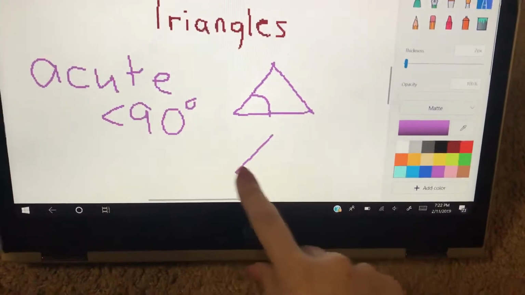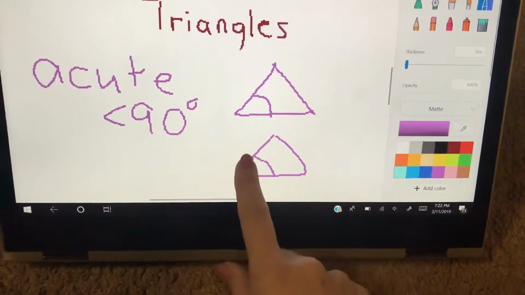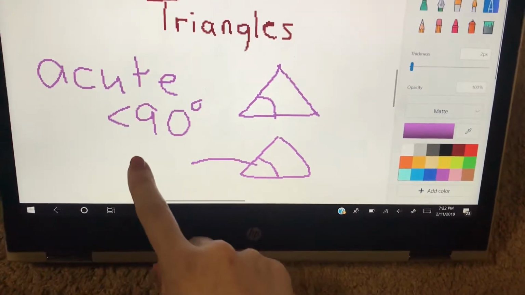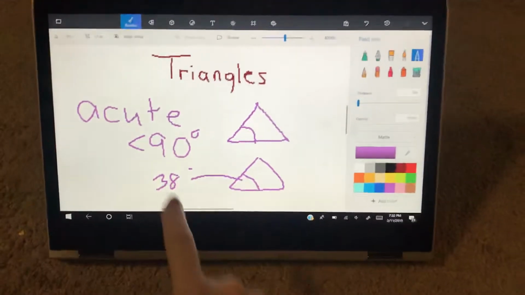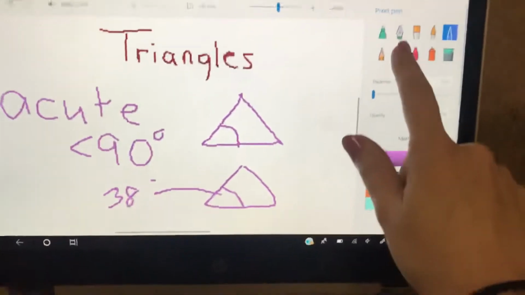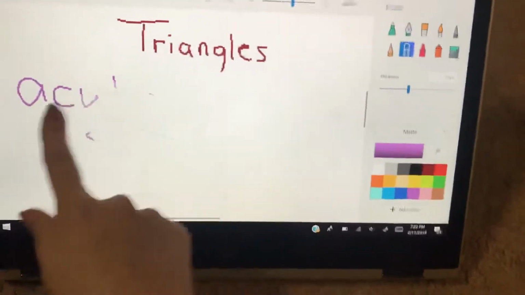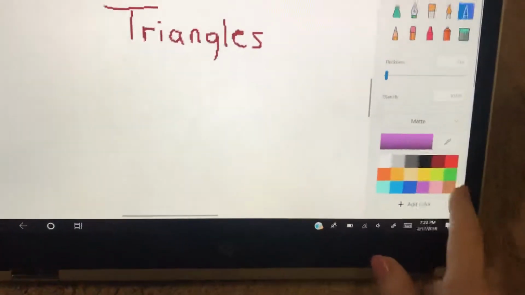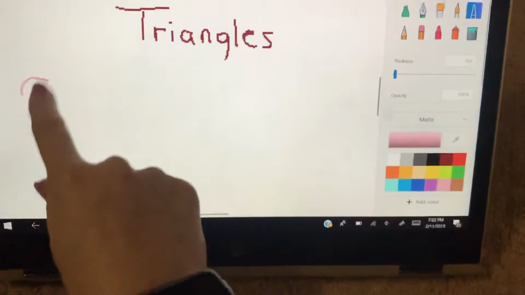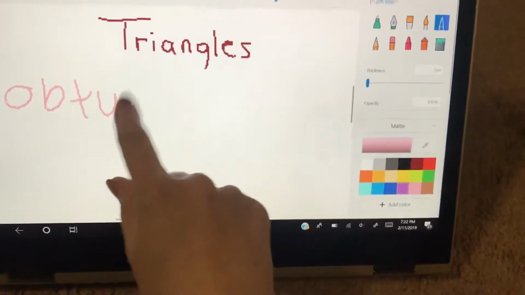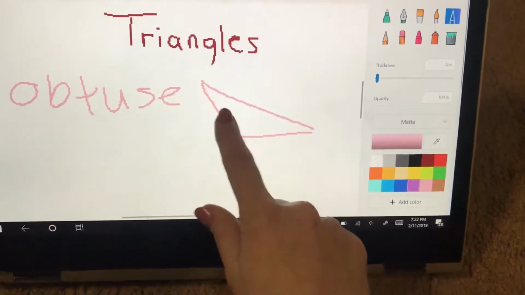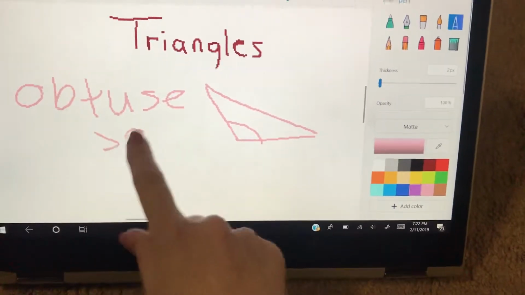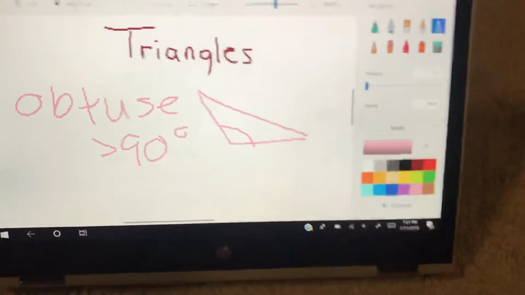So if I have a triangle here with this angle, say it's 38 degrees, it makes it acute because it's less than 90. Now the next angle would be an obtuse triangle. An obtuse triangle is when the angle in the triangle is greater than 90 degrees.